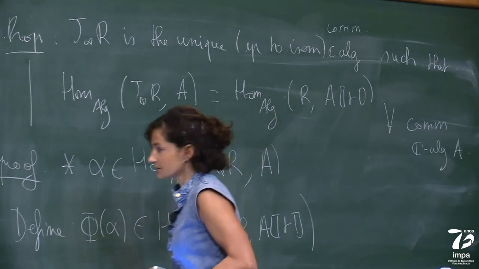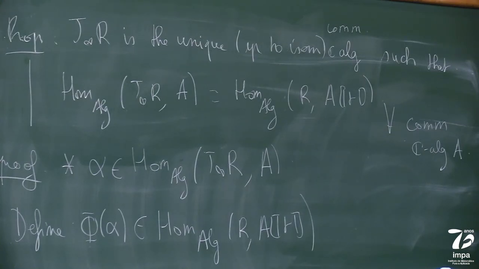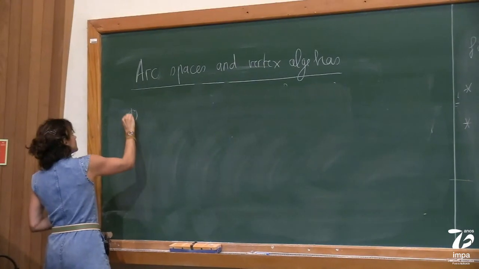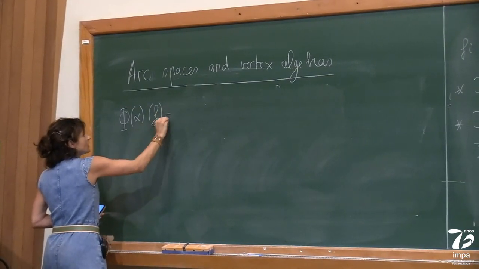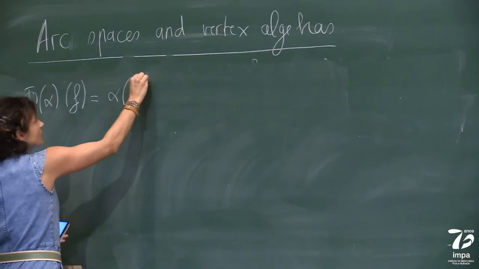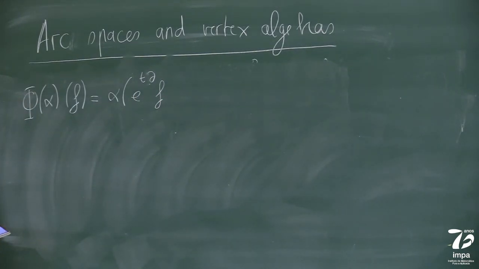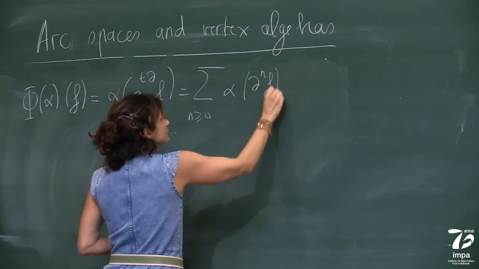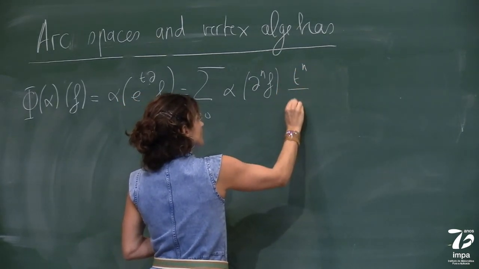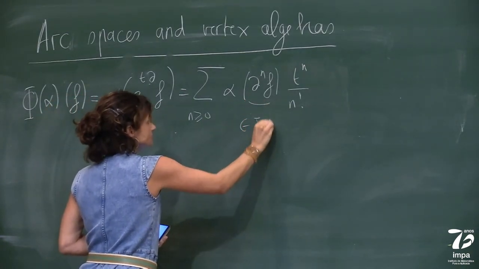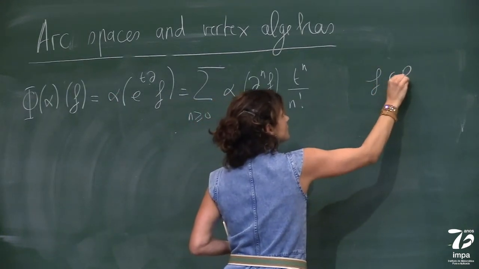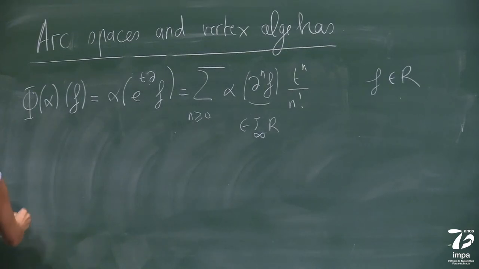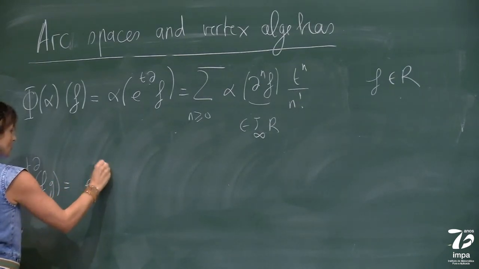So how will I define this? I take an element F in R, and then I take alpha. I can consider e^{T∆} with the notation as before about commutative vertex algebras. This is my notation for this element, and this is well defined because this belongs to the jet algebra, and F is in R. Okay, so the key point is that, in fact, if you have two elements in R, this is equal to the product. So it is indeed an algebra morphism.